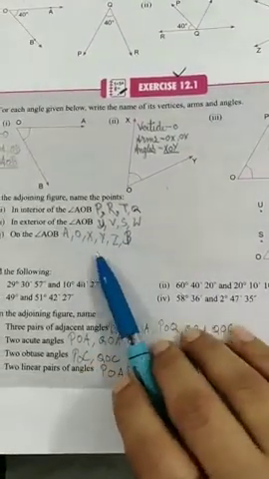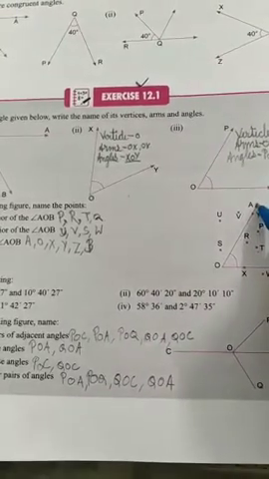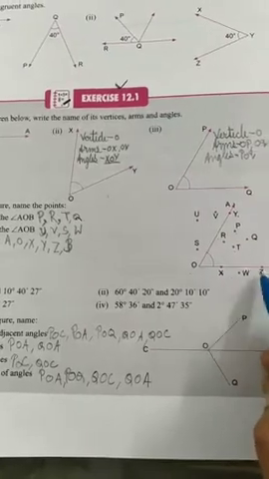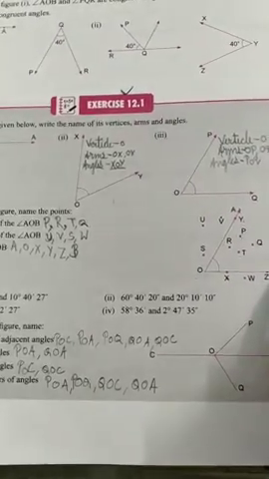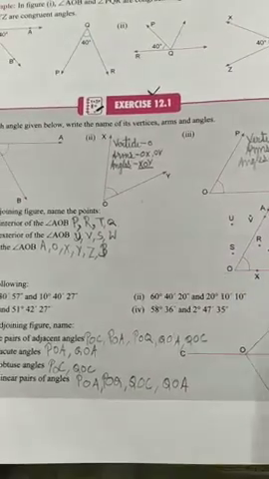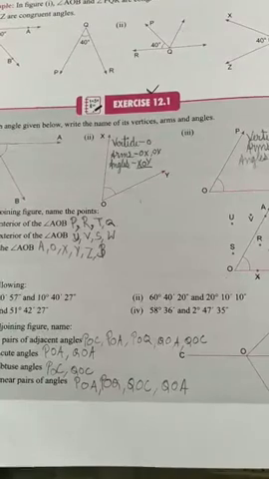Next is on the angle AOB. Which are the points which are on the angle AOB? A, Y, O, X, Z, B. These are the points which are on the angle AOB. So children, in this chapter only these 2 questions are there. So do them in your book only.